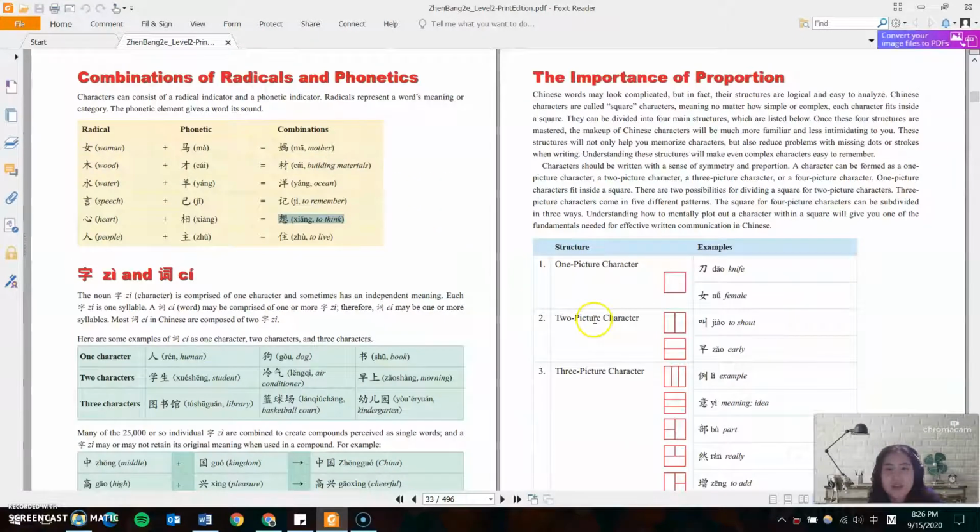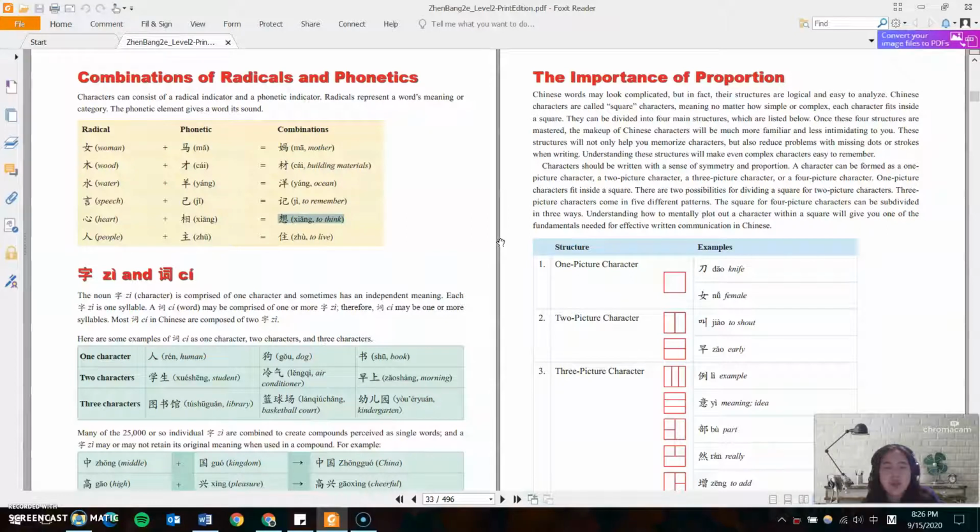Okay. The importance of proportion, and I talk about it all the time. So this textbook is just confirming what I tell you all the time and you have heard before. Chinese words may look complicated, but in fact their structures are logical and easy to analyze. Chinese characters are called square characters, meaning no matter how simple or complex, each character fits inside a square. They can be divided into four main structures, which are listed below.